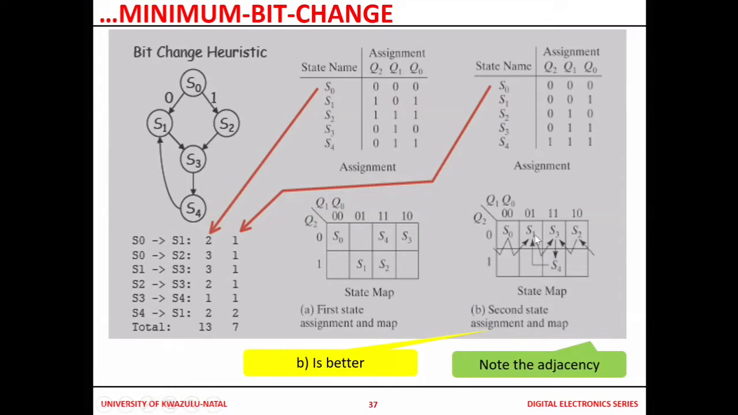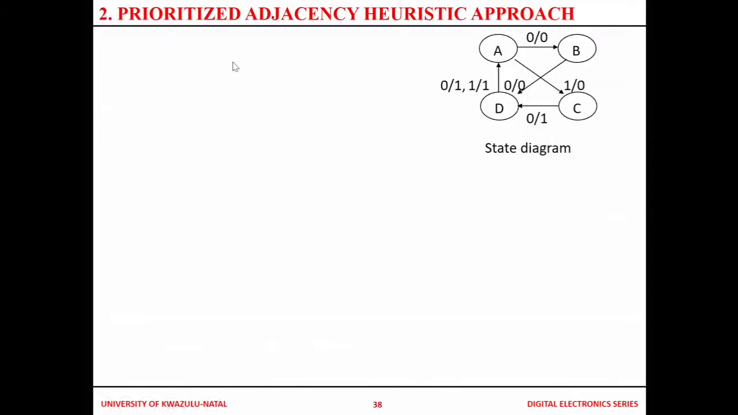States with a common successor are adjacent to each other in that map. So minimum bit change says you go through your machine, assign your states such that when it evolves, it will have a minimum of bit changes. Go through the transitions. That assignment is the best. So that assignment is the best for this machine.